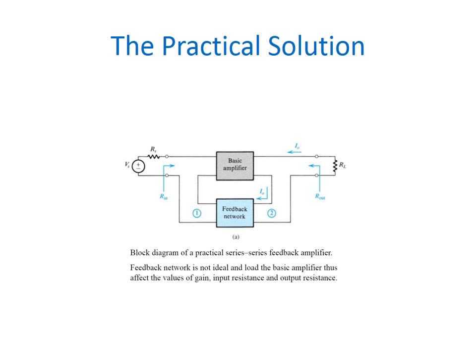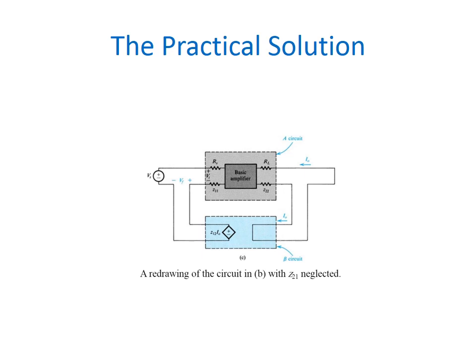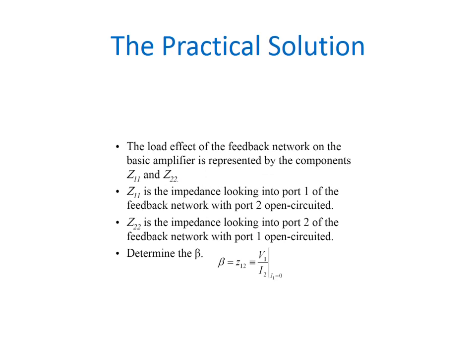Here the feedback network is not ideal, and the load on the amplifier is included in the basic amplifier, which will affect the gain value, input resistance and output resistance. So here the feedback network is represented by its Z parameters. In this circuit we are going to neglect the parameter Z21 alone from the feedback network, so that the load effect of the feedback network on the basic amplifier is represented by the Z11 and Z22 parameters.